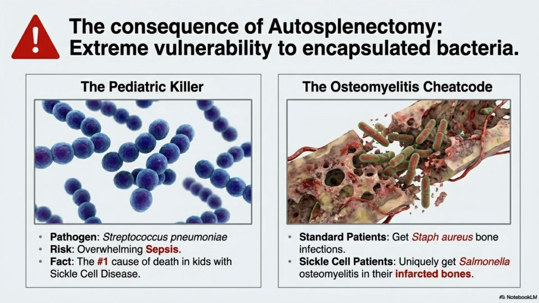Also, look at the osteomyelitis cheat code for your exams. Standard patients get Staph aureus bone infections, but sickle cell patients uniquely get Salmonella osteomyelitis in their infarcted bones.